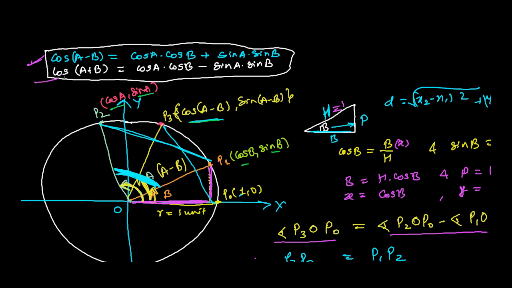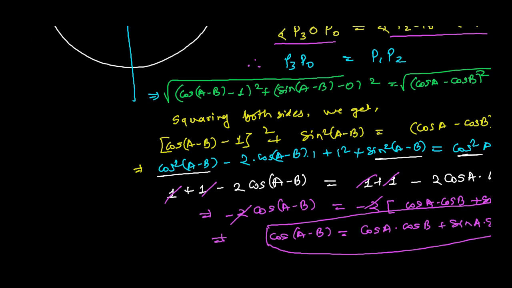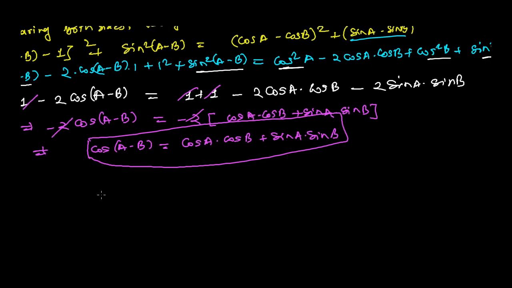Now we can use this formula to find cos(a plus b) also. How? Let's see here. We have cos(a minus b). Now I change the angle: in place of b I put minus b. So it's going to be cosine of a times cosine of minus b, plus sine of a times sine of minus b.